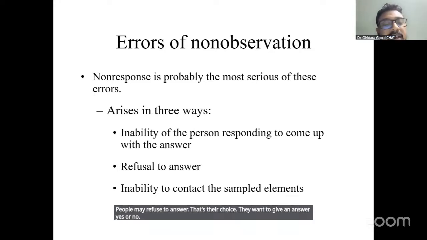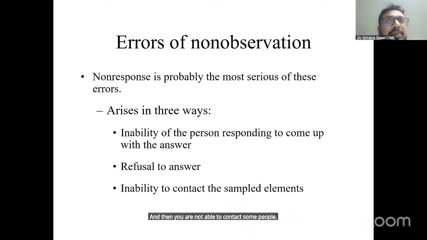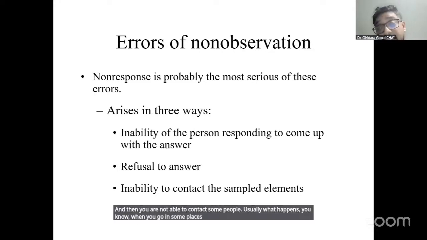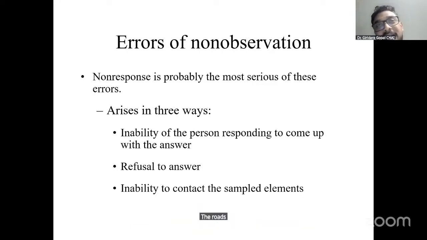And then you are not able to contact some people. Usually, when you go to some places, again, in very huge hilly terrains, or in winters when you go to snow terrains, people don't reside there, but you have to collect one or two samples, right? So what we then do is we wait for a month or two until all the snow settles, the roads open up, and then you have floods, right?